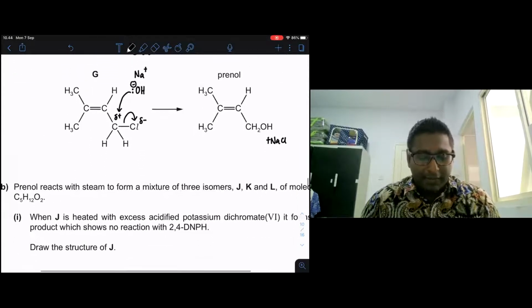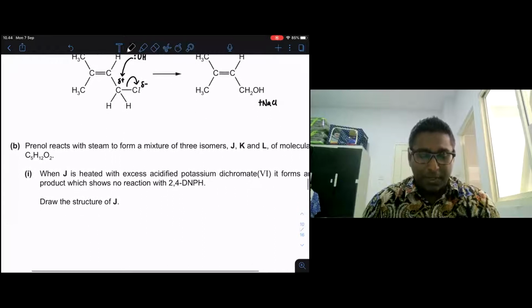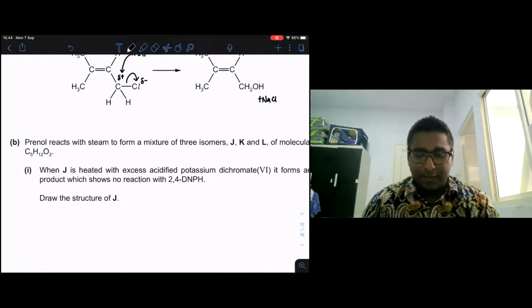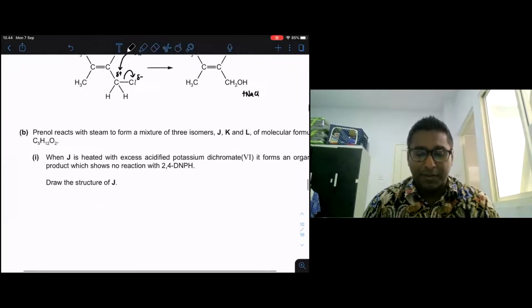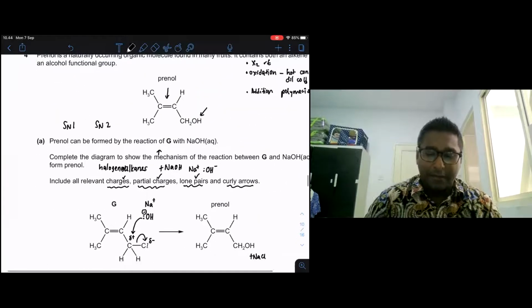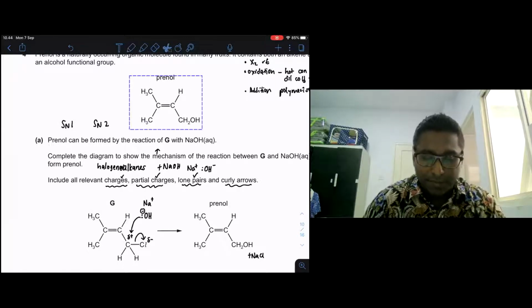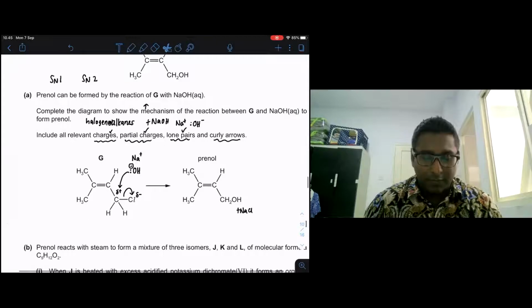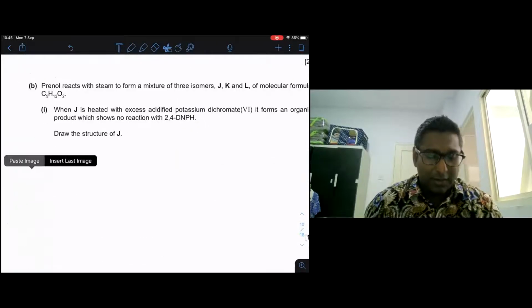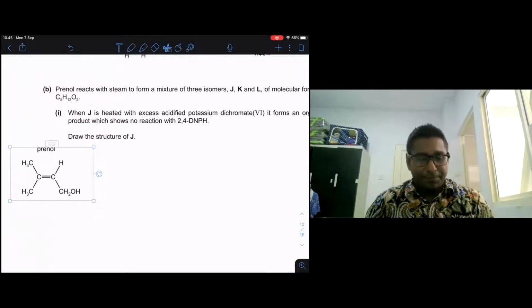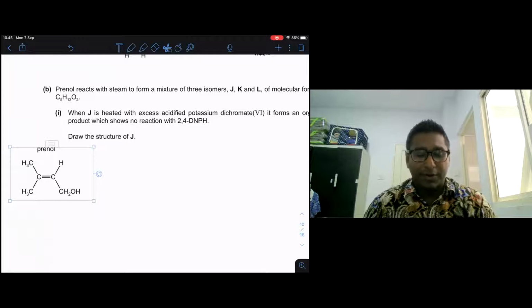Now the next one is going to be phenol. Phenol reacts with steam to form a mixture of 3 isomers. So let's have a look at phenol over here. This is phenol. I will bring the phenol over so that we can see it more clearly. And then they say that it will react with steam to form a mixture of 3 isomers.